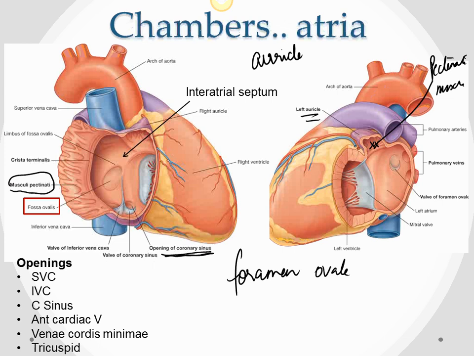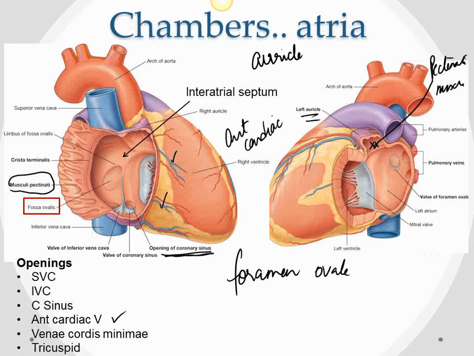Then we have these veins which you can see, these ones. These are called the anterior cardiac veins. These veins do not open into the coronary sinus, but they drain directly into the right atrium. So instead of going into the coronary sinus like most of those veins which drain the heart, these go directly into the right atrium.